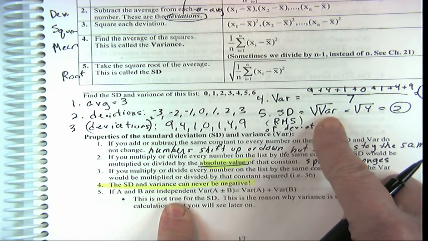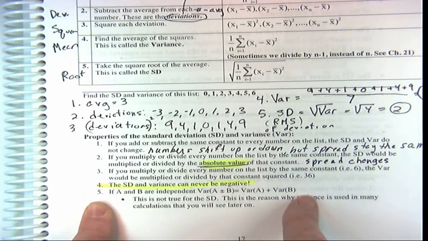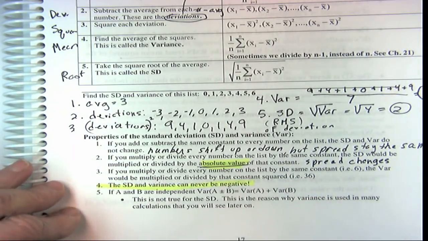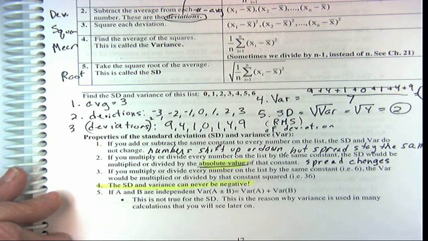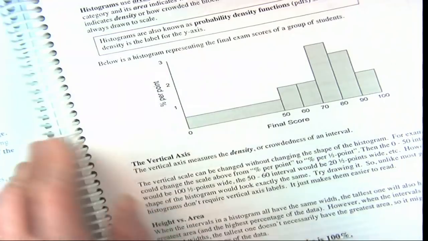You couldn't say the square root of A plus B is the square root of A plus the square root of B, even if A and B are independent. But we'll talk about this more and show why that's true. This is why the variance is used in so many calculations, because it's easy to manipulate. All right, I think that's pretty much that.